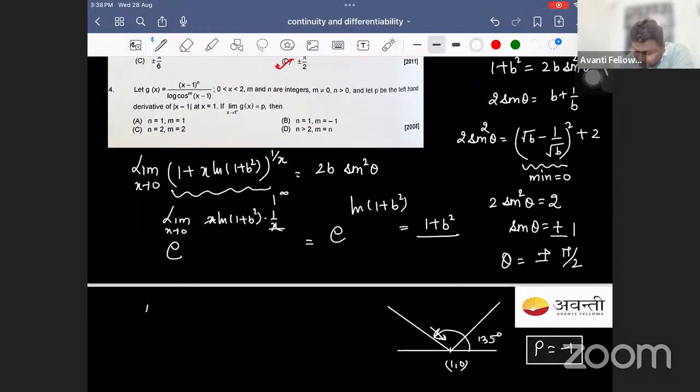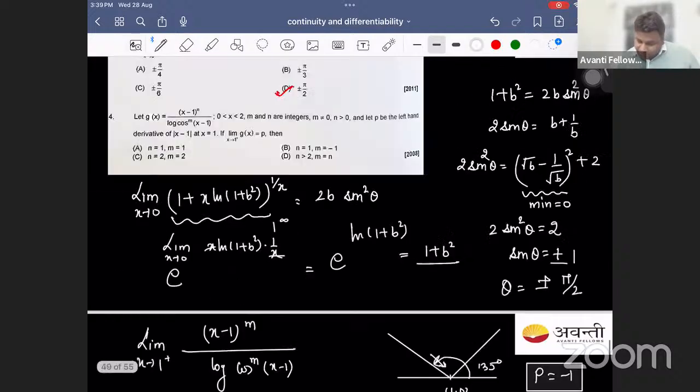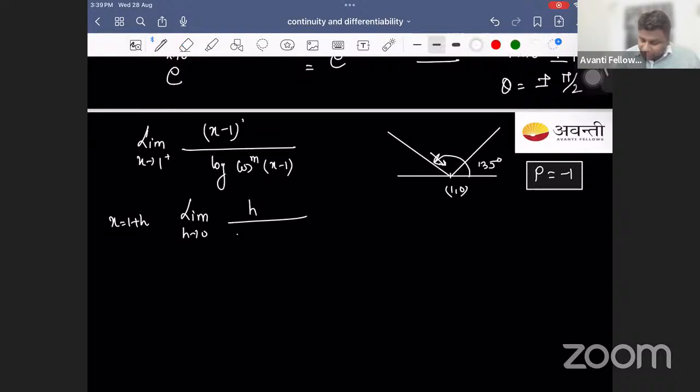Now they are asking for the limit x approaches 1 plus of gx. Gx is (x minus 1) to the power n upon log cos to the power m of (x minus 1). We replace x as 1 plus h, since to the right of 1 it is 1 plus h. So limit h approaches 0 of h to the power n upon log cos to the power m of h.